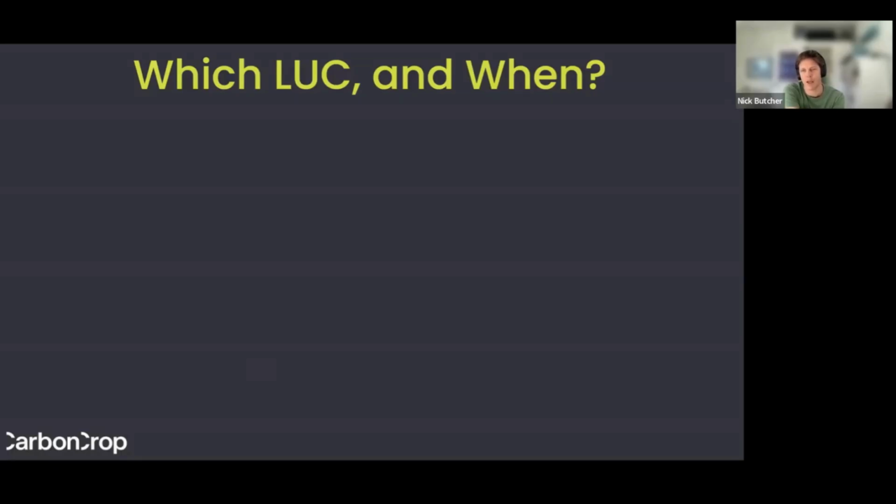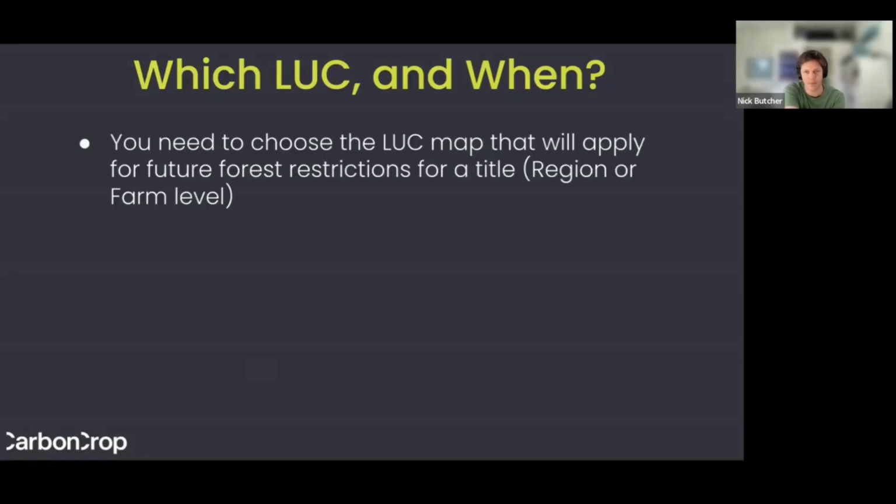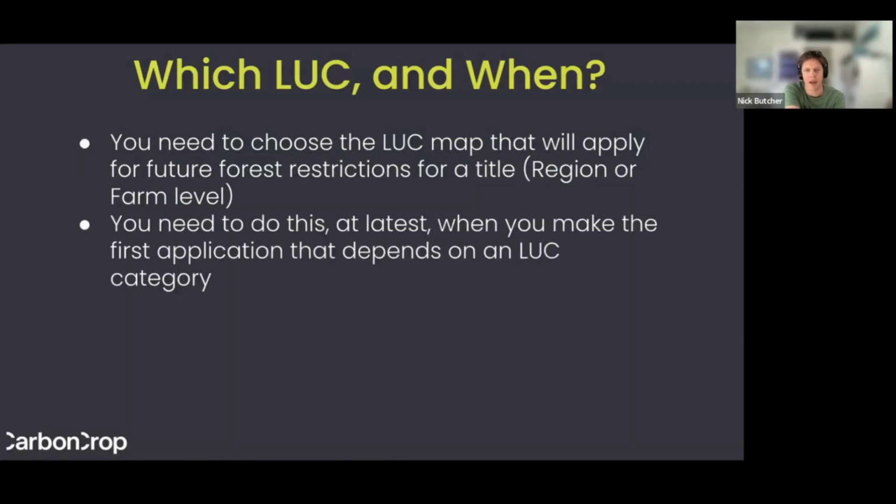depending on where you plan to plant and what you plan to plant and what your situation was under the two different maps. So you do have to choose one as soon as you start to do anything that relies on the LUC status or exemptions. And you need to do this at the latest when you make the first application that depends on an LUC category for a given title.